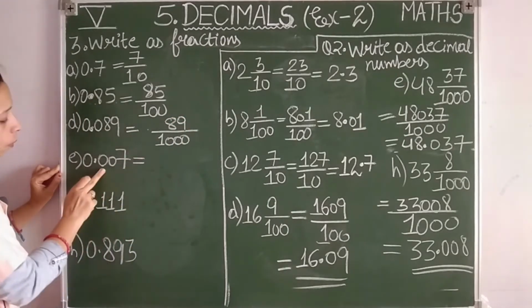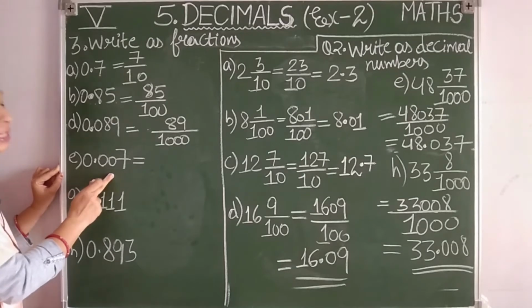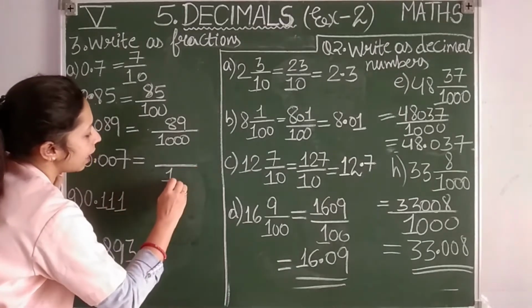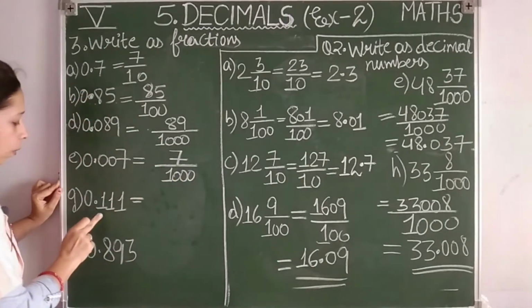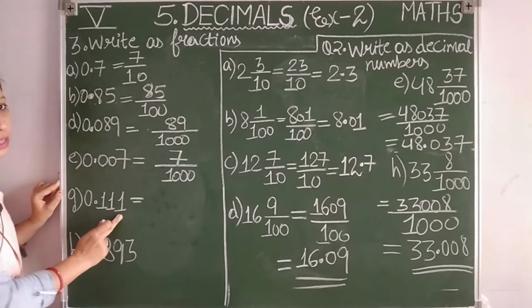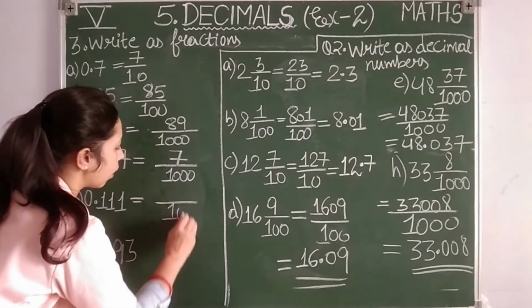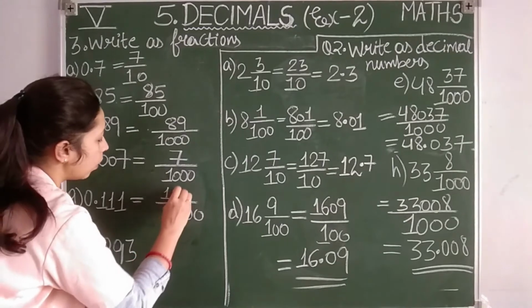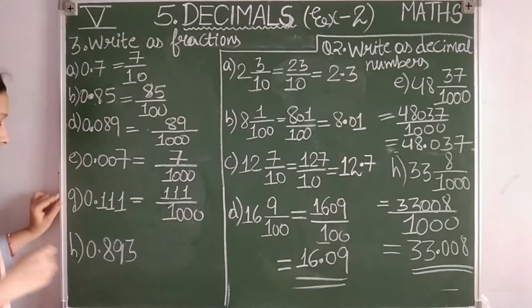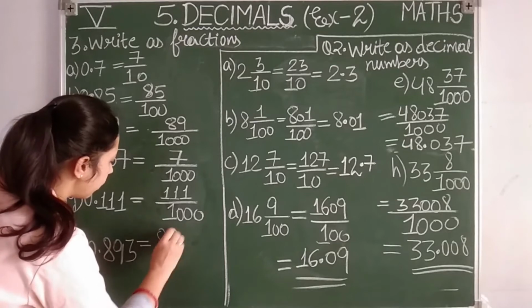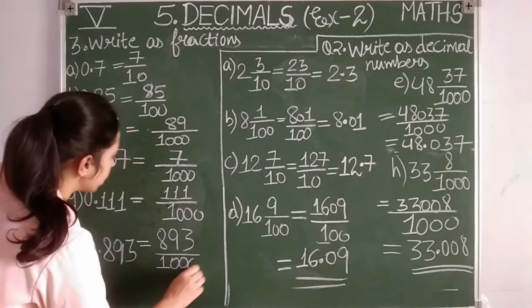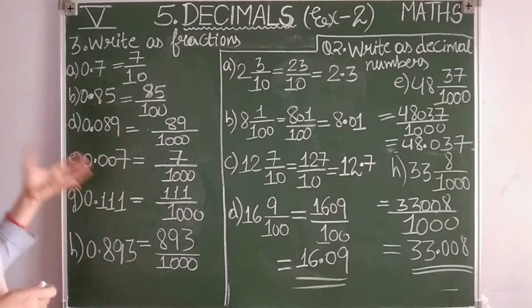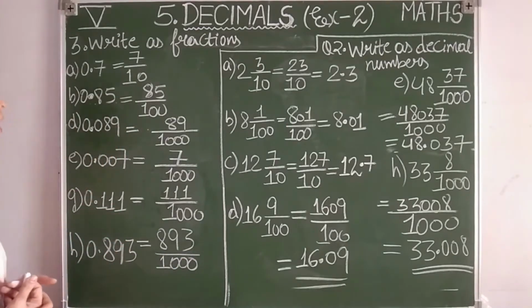Then next one, tenths, hundredths, thousandths. That's why upon 1000 we'll write 7 here. Then again, tenths, hundredths, thousandths. So what to write? Again we'll write 1000 and 111 like this. Then again 893 upon 1000. So like this we have written the decimals as fractions. The points which are left, your work you are going to do as homework. Note it down, then we'll see question number 4, students.